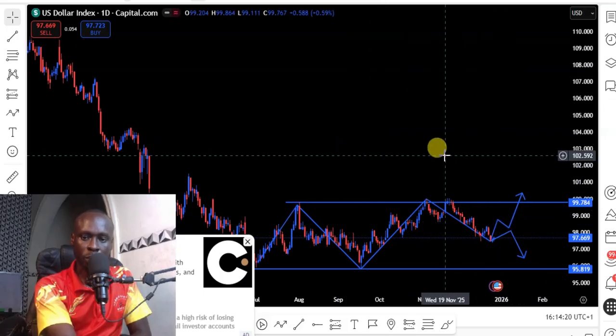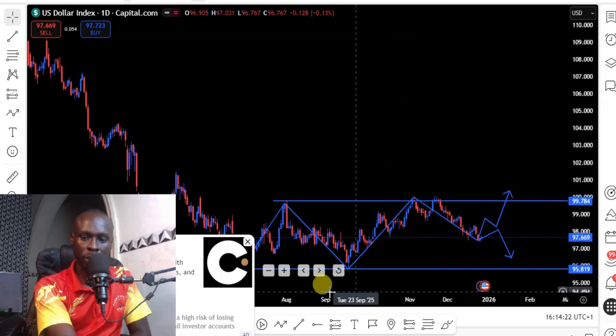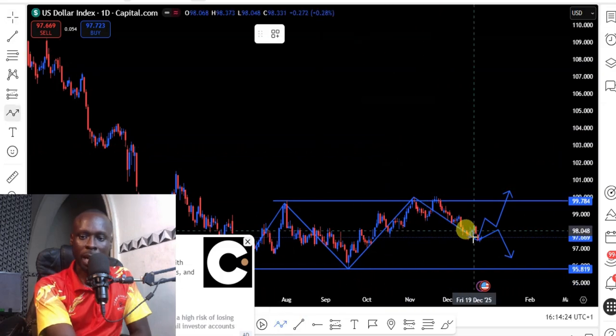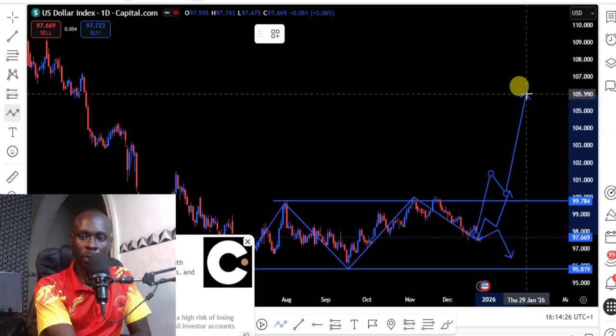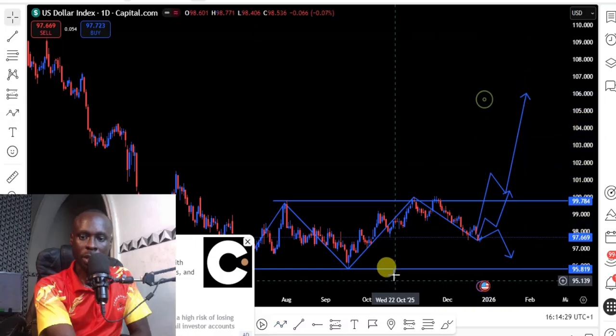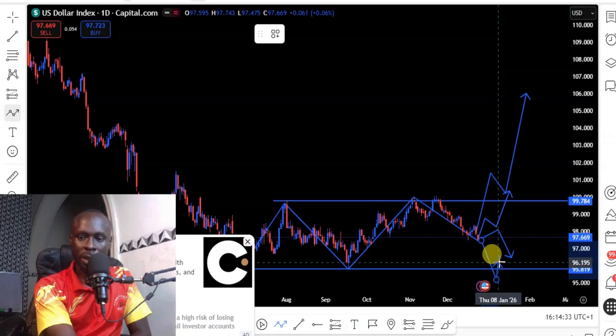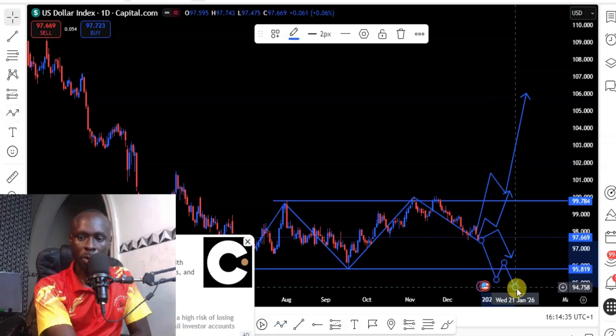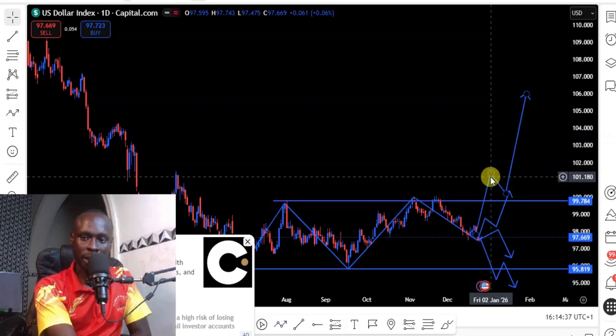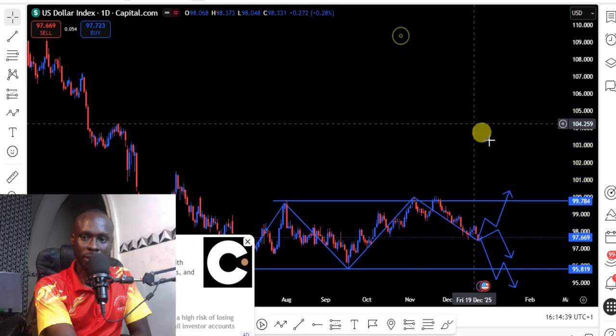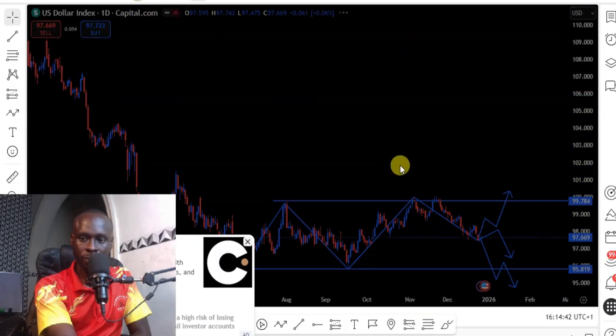Before we can see a strong bullish or bearish momentum, we need price to break above this high, then wait for a retest to start looking for strong bullish momentum. Then for the bearish momentum, we need price to break below this low, then expect a retest before we start looking for more sells for the dollar index. So let's look at the weekly chart of the dollar index.